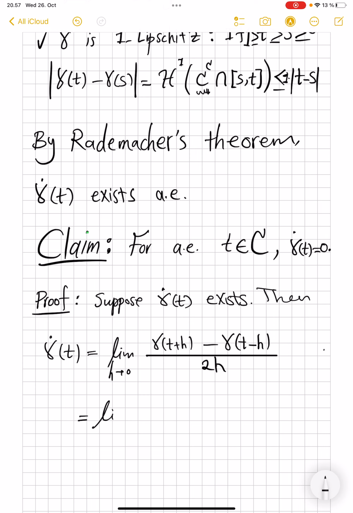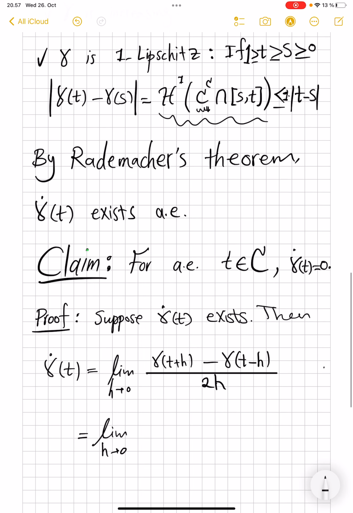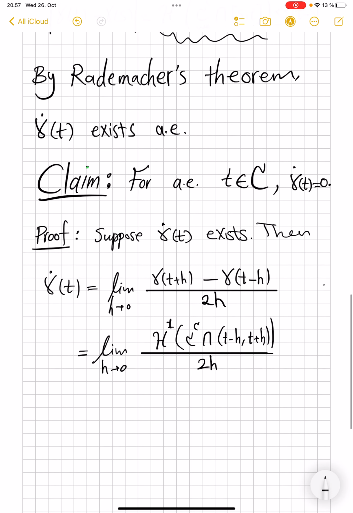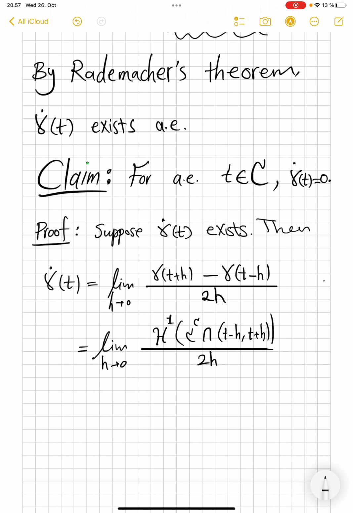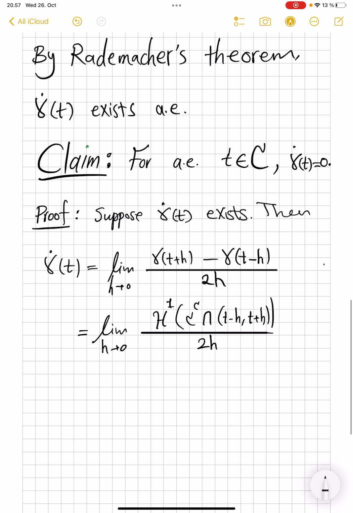And what is this equal to? We saw this formula up here when we compared gamma of two values. And therefore, this will be the H1 measure of the complement of C intersected with t minus h, t plus h. So the symmetric interval around t.